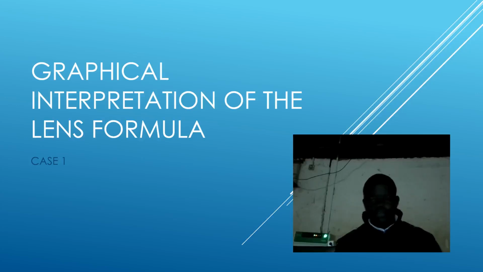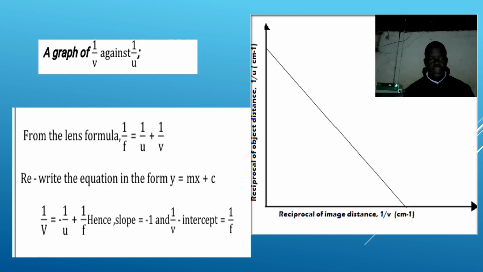Welcome to this lesson. We are going to focus on graphical interpretation of the lens formula. So we will have three cases. The case whereby we look at a graph of 1 over v against 1 over u.